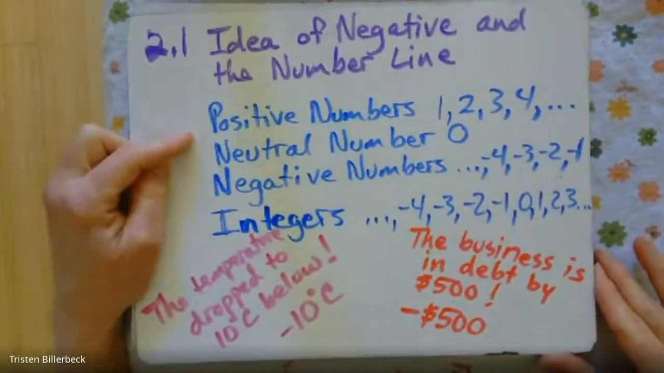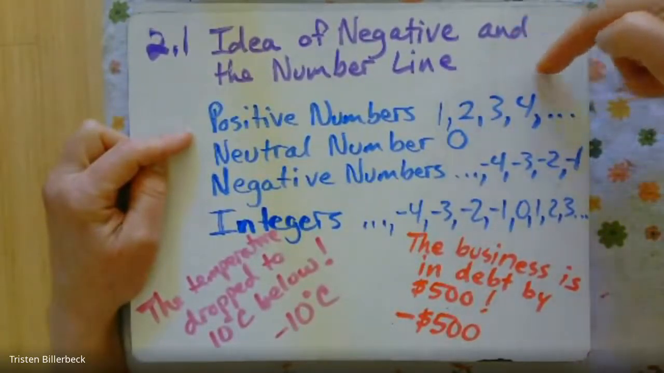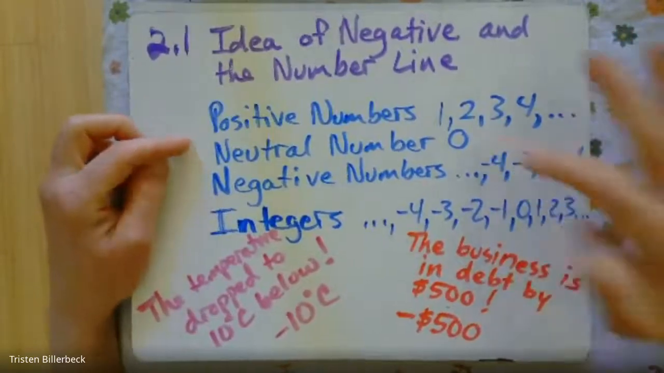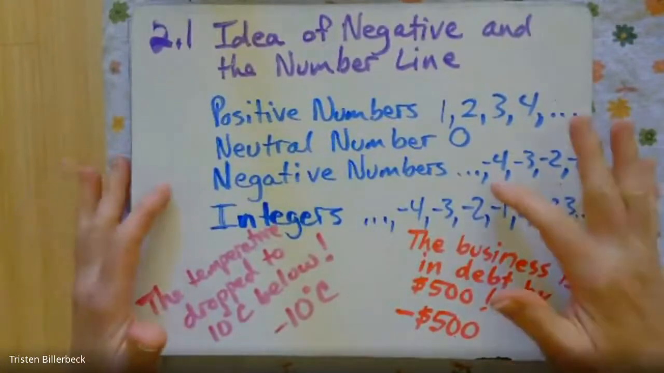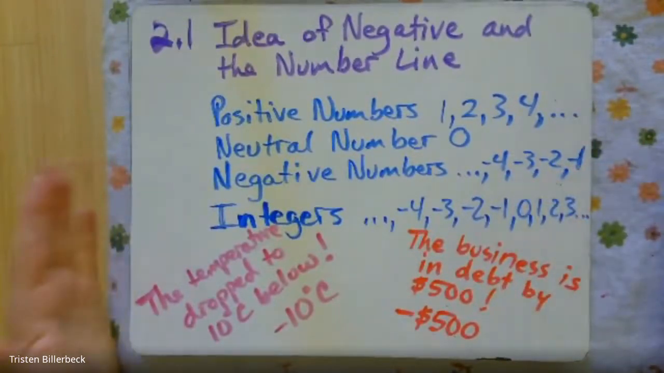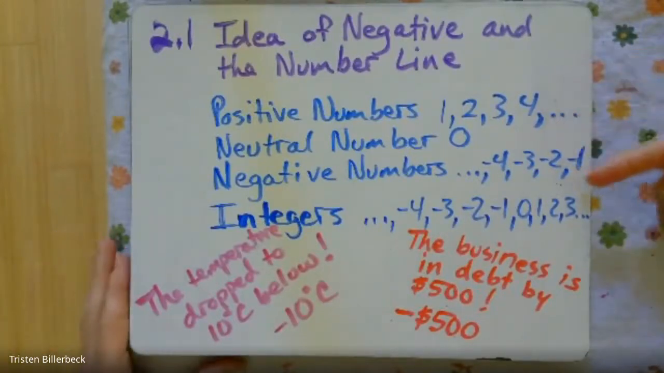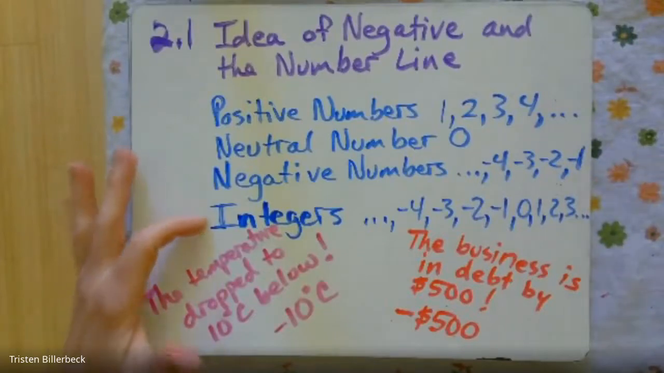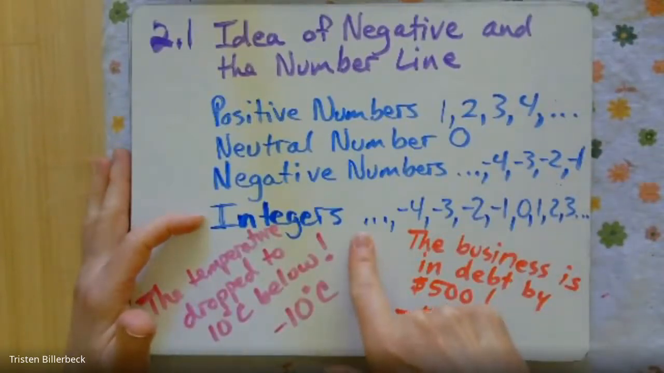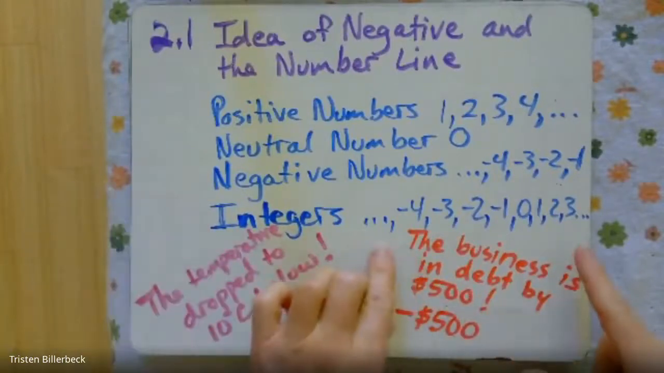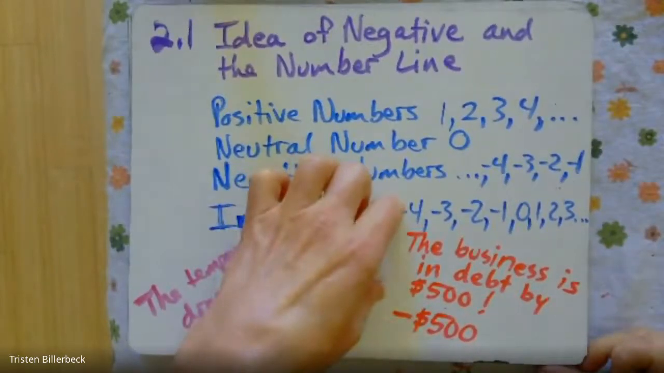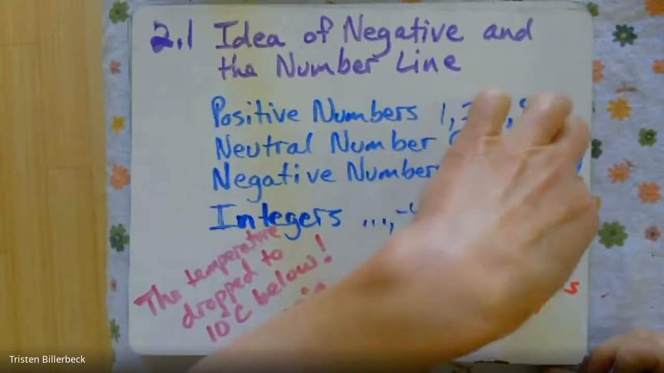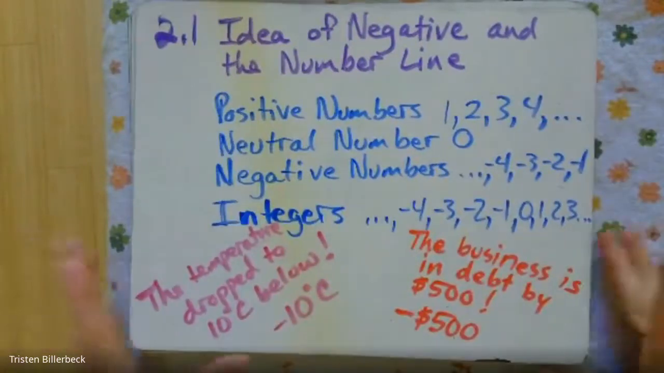So we have positive numbers, which are things like 1, 2, 3, 4, and neutral. The neutral number is 0. It's neither positive nor negative. And negative numbers, -4, -3, -2, -1, and so on. We have fractions and all those, but when we only talk about numbers like these, they are called integers. Integers go to negative infinity this way and positive infinity that way. They're -4, -3, -2, -1, 0, 1, 2, 3. So those are called integers.